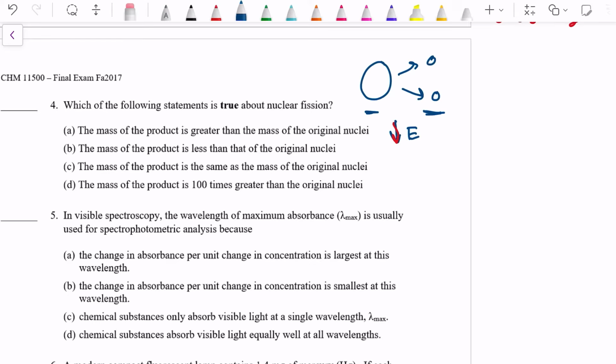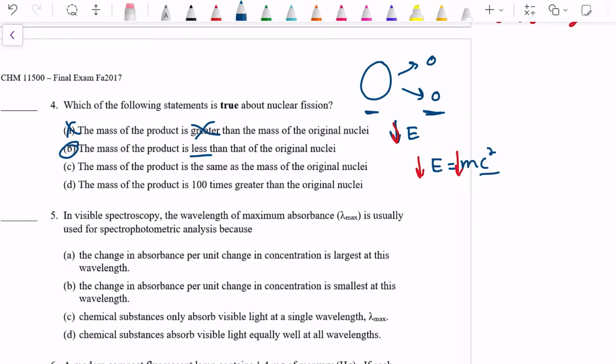And we know that energy and mass are related through this relationship, E equals mc squared. So if you undergo a process like this where you're lowering your energy, you also have to lower your mass because the speed of light is not changing. It's a constant. So the mass of the products is greater. That's not true. A is not true. The mass of the products is less. That's the right answer choice.